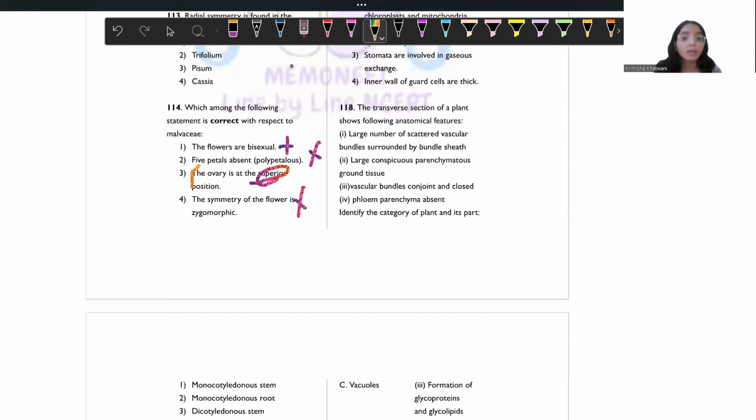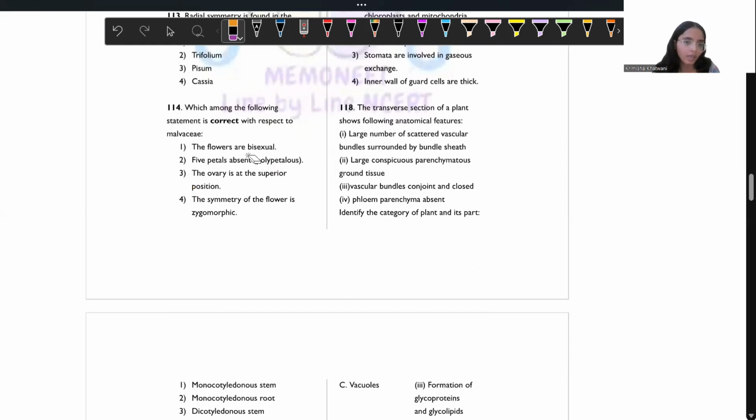Understood? So this is the elimination method. You can't always remember everything. There is a lot of information. In your MBBS, you have to remember more, but this is also a lot of information, so you have to use elimination. This is also incorrect because they can be both bisexual and unisexual. They have 5 petals, therefore they are polypetalous, and they are actinomorphic. And the ovary is superior. These are the 5 important features of the Malvaceae family which you should remember and never forget. So the answer to question 114 is option 3.